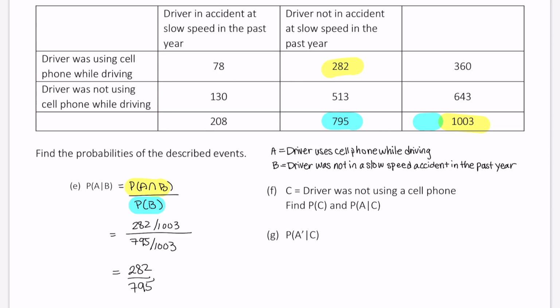Either way, this probability works out to be 0.3547.